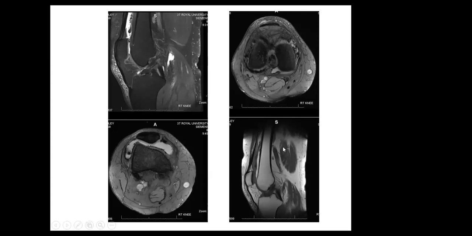You commented on the Hoffa fat pad, and it is actually normal because the fat is intact. Okay, if there was any edema, I would normally see loss of the fat signal intensity on T1, but the fat is preserved. So the Hoffa's fat pad is normal, and you can see the patella is normal. There's not even edema in the patella. Okay, so this is PVNS. Okay, do we have another resident?